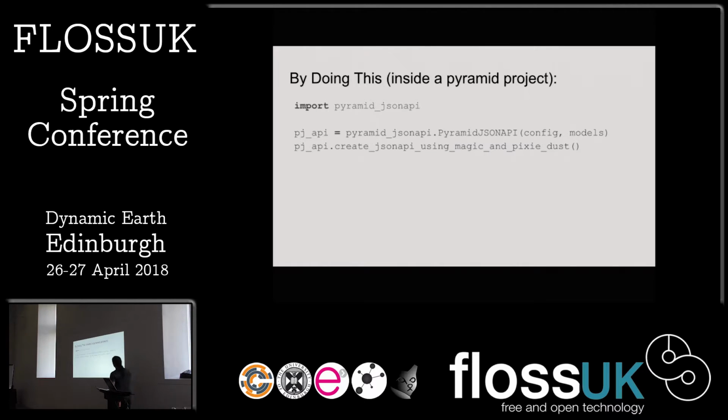And you do it by doing this. So you have to import the module, instantiate an object, and then call a method on it to create your API. And that's pretty much all you have to add to your project. And that's all we wanted to add to the project.